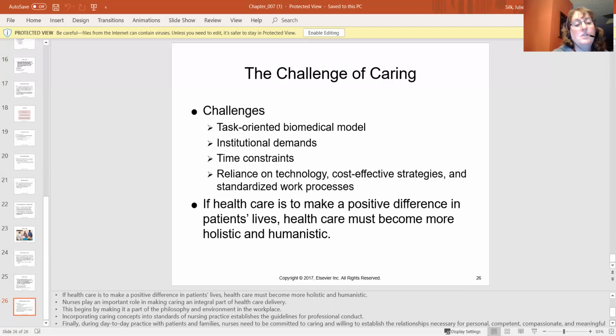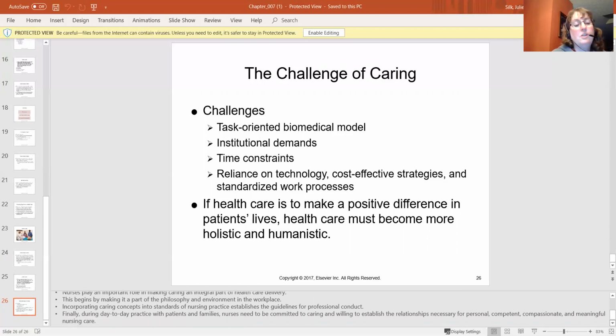Incorporating caring concepts into standards of nursing practice establishes guidelines for professional conduct. Finally, during day-to-day practice and with patients and families, nurses need to be committed to caring and willing to establish the relationships necessary for personal, competent, compassionate, and meaningful nursing care. All right, so that was chapter 7.